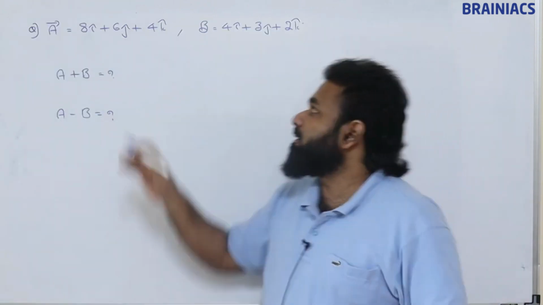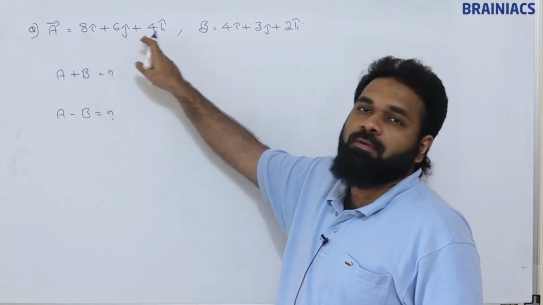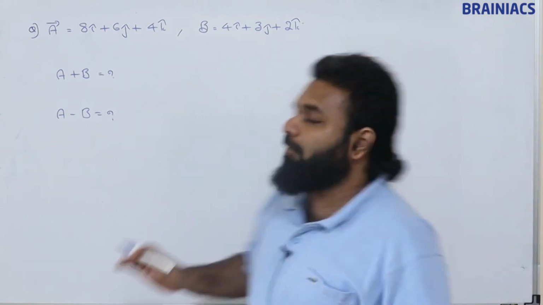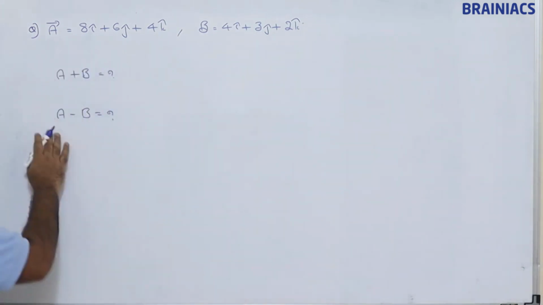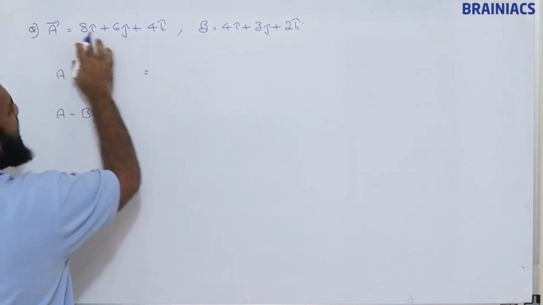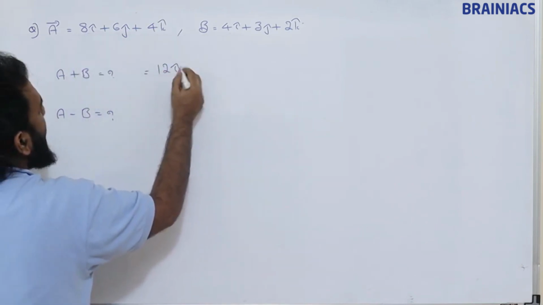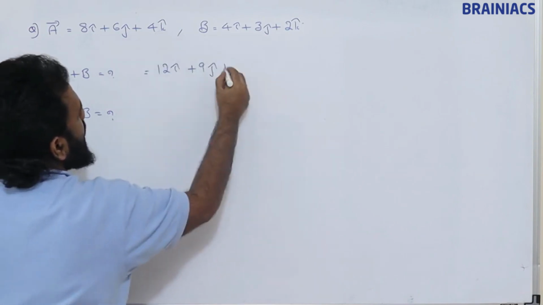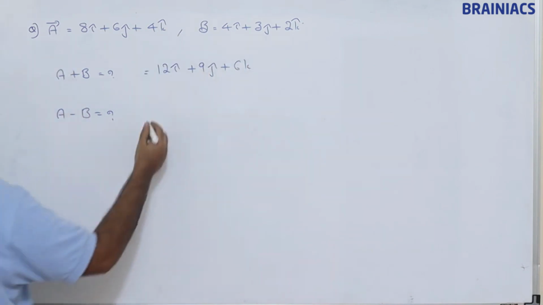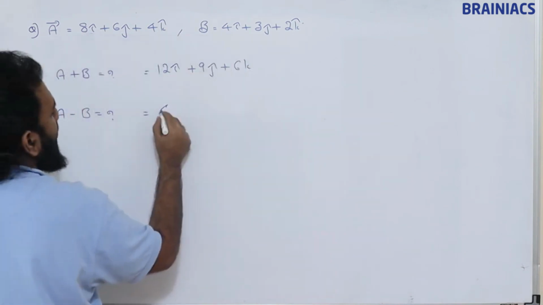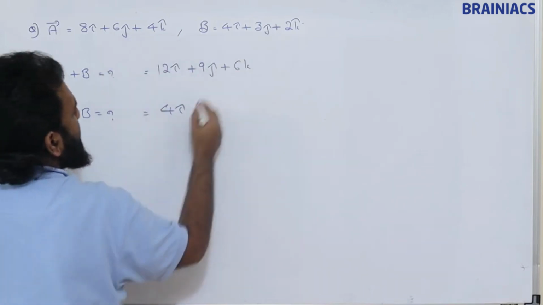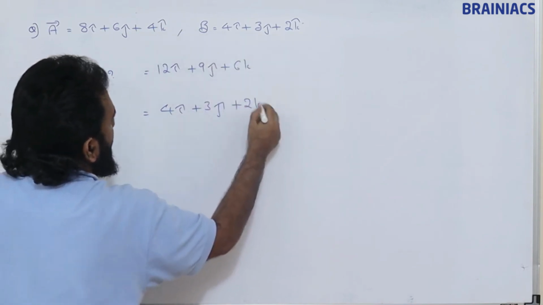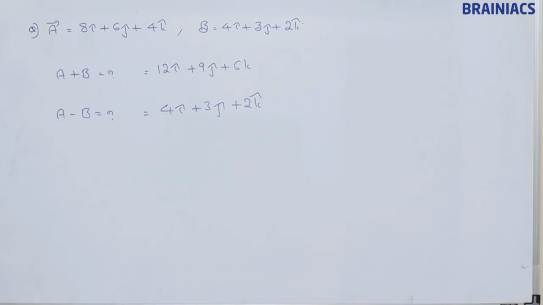Suppose we get two vectors, vector a is 8i plus 6j plus 4k, vector b is 4i plus 3j plus 2k. What is a plus b? What is a minus b? So a plus b is nothing but 8 plus 4, 12i, 6 plus 3, 9j, 4 plus 2, 6k, done. A minus b: 8 minus 4, 4i, 6 minus 3, 3j, 4 minus 2, 2k. This is a plus b and a minus b.